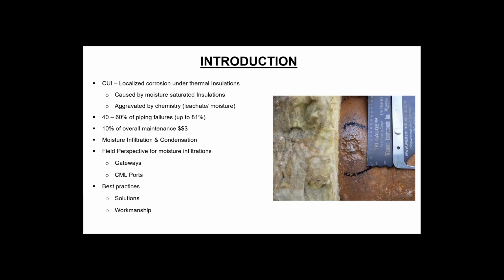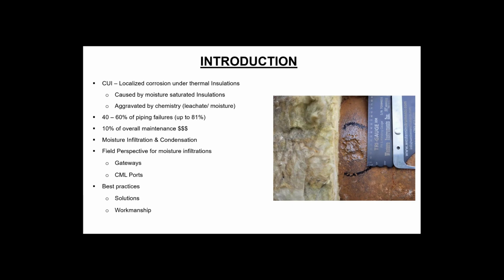There was an ExxonMobil study published around 20 years ago that states around 40 to 60% of the piping failures in a typical oil refining facility are happening from CUI. It was also declared one of the most expensive damage mechanisms in terms of management, with 10% of the overall maintenance spending going towards inspecting and managing CUI.